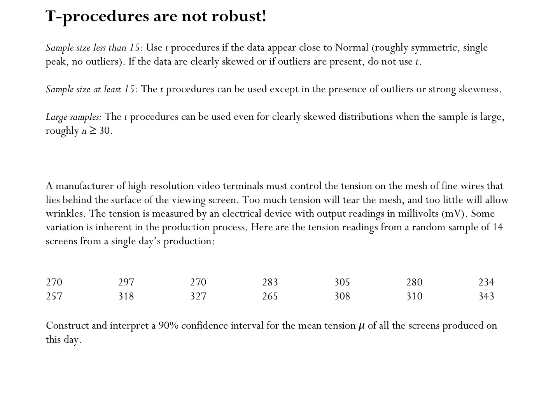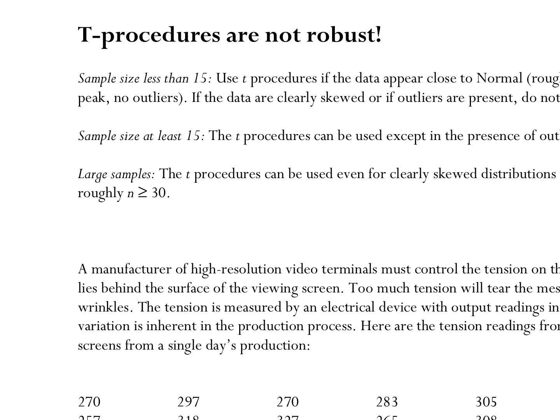So for that normal condition, if my sample size is greater than or equal to 30, I don't have to do anything other than state that my sample size is greater than or equal to 30. If my sample size is in between 15 and 30, then I need no major skewness or outliers, and what I'm going to do is draw a graph of my sample and look at it.